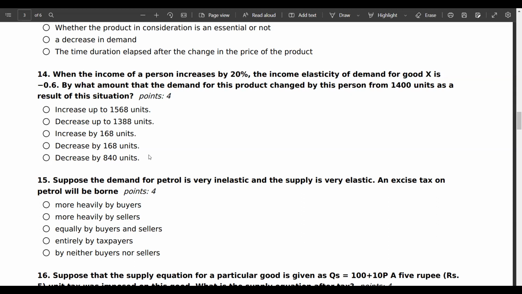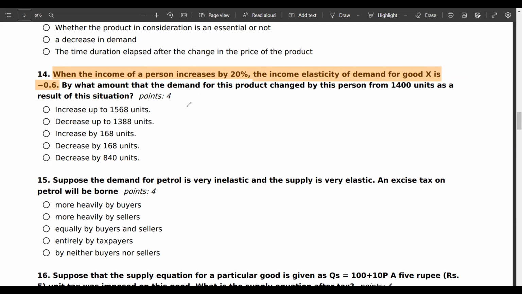Okay, so they're saying when the income of the person increases by 20%, right? Consumer's income is going up by 20%. The income elasticity of demand is given as minus 0.6. Okay, by what amount did the demand for this product change from 1,400 units as a result of this situation? So it's pretty simple, this question, if you have a look.